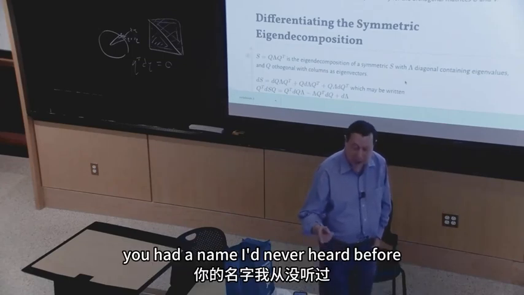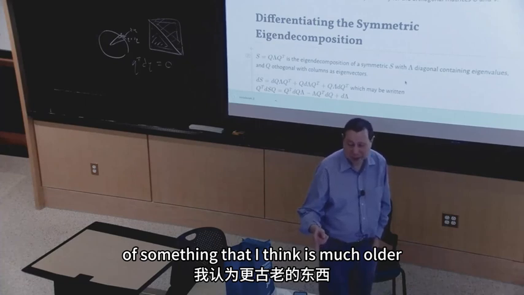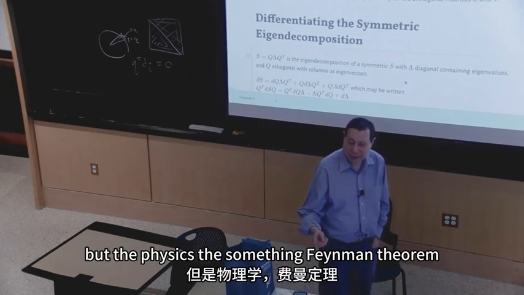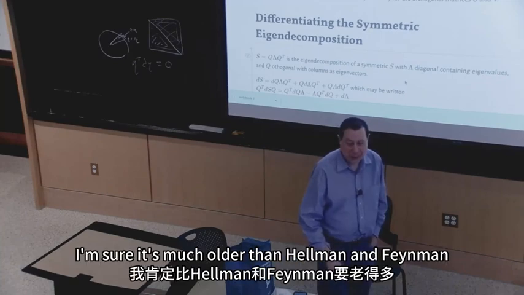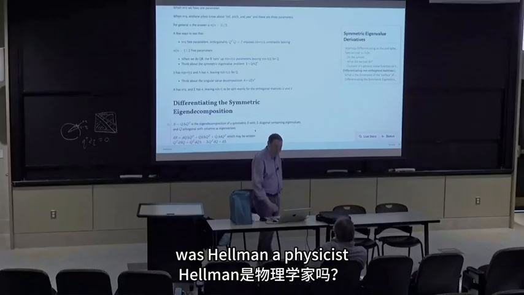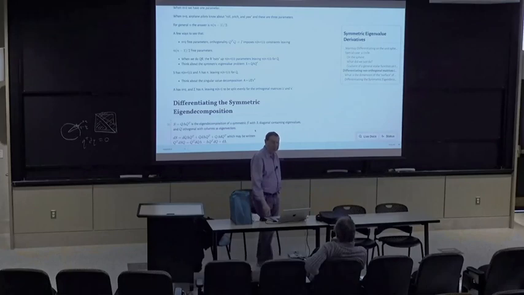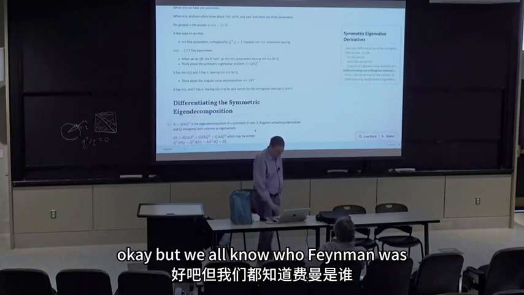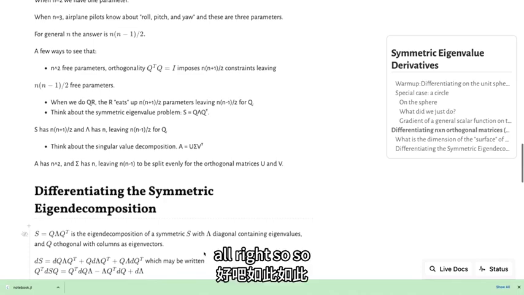In fact, we might derive this somewhere. You had a name I'd never heard before, something I think is much older, from physics: something Feynman theorem. Hellman-Feynman. I'm sure it's much older than Hellman and Feynman. Was Hellman a physicist? I don't know who Hellman was. But we all know who Feynman was. All right.